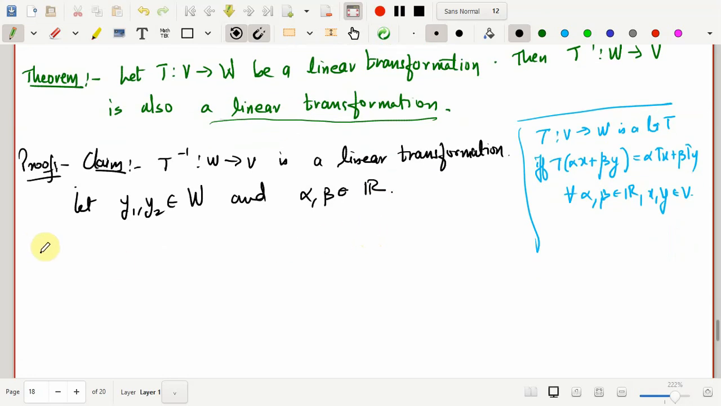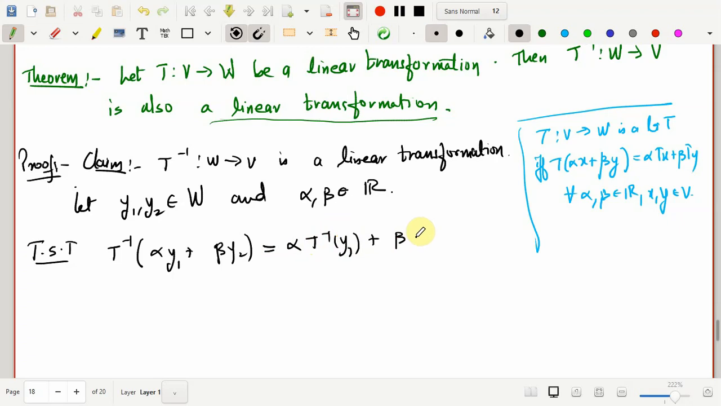And we want some scalars, say alpha, beta in R, right? So what I need to show is that, first of all we will write down by this theorem what exactly we need to show. We need to show that T inverse of alpha y1 plus beta y2. See, instead of T I have T inverse now. So instead of x and y I have taken y1 and y2, and the scalars alpha and beta. So I have to show that this is same as alpha T inverse of y1 plus beta T inverse of y2.